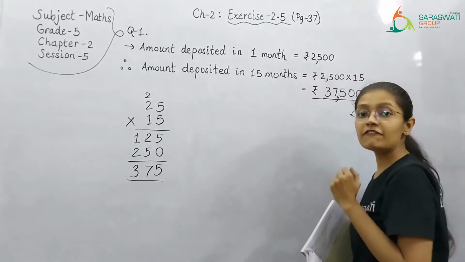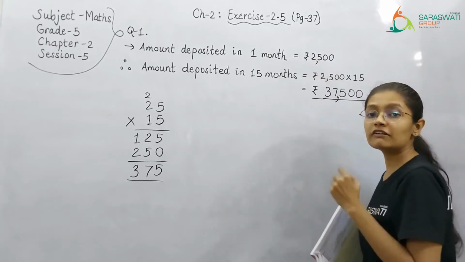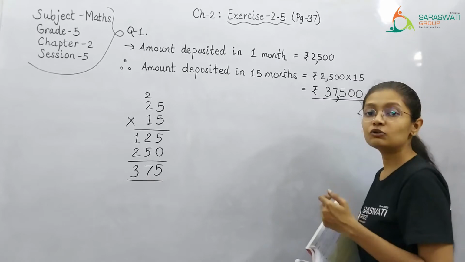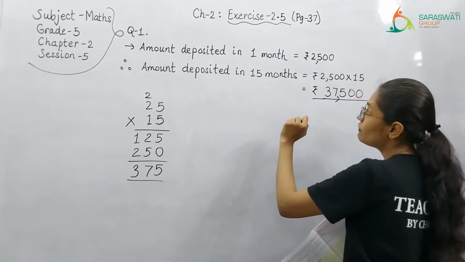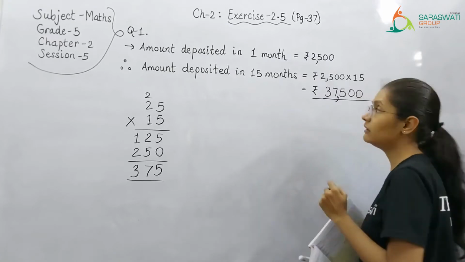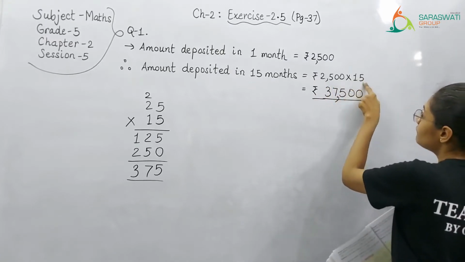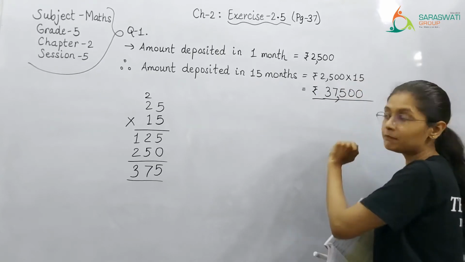So students, every month 2,500 deposit हो रहे हैं, so 2,500 add 2,500 add 2,500. How many times? 15 times. So we have to perform multiplication over here. So rupees 2,500 multiplied by 15, and what will be the answer? So we need to perform multiplication.